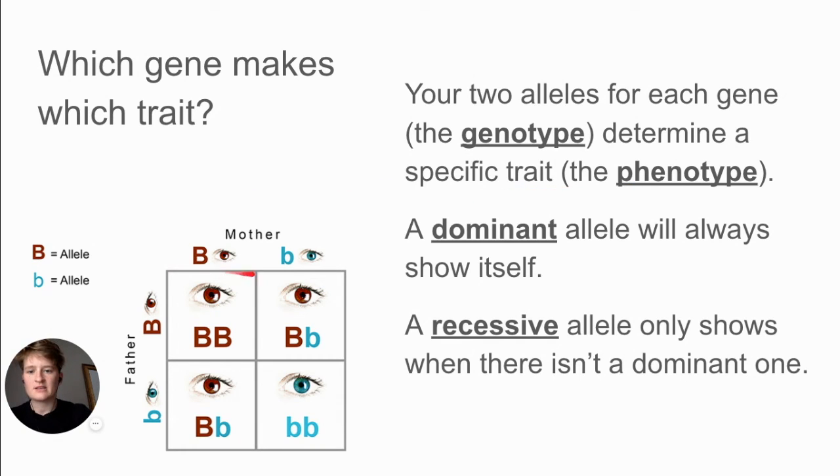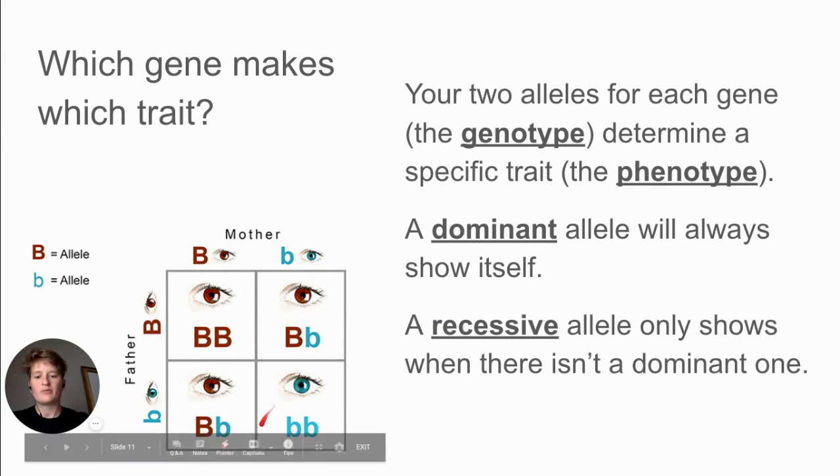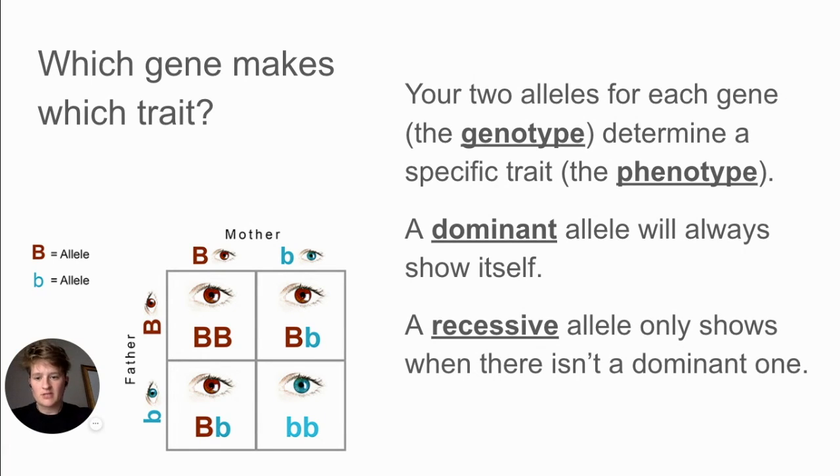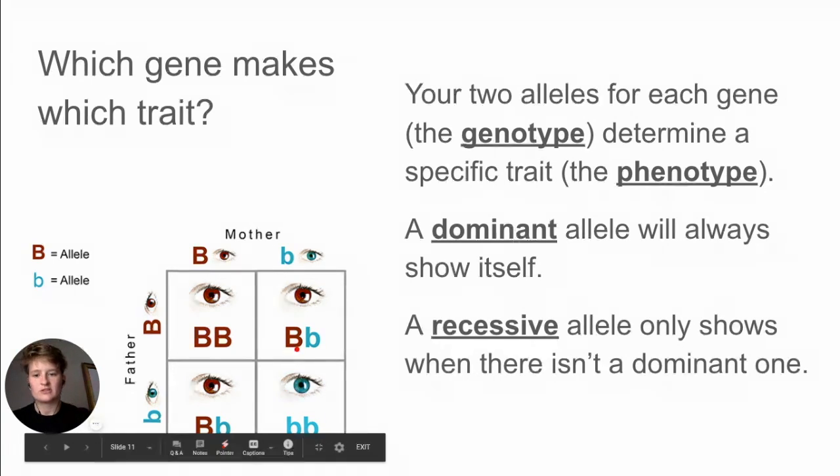So in this case, this mother, her genotype is big B, little b, but her phenotype is brown eyes, because brown eyes are dominant, so she has brown eyes. Dominant allele always shows itself. Recessive alleles, both letters need to be recessive or small to be showing. When you're writing a genotype, the big letter always comes first. It would never go little b, big B. It's just big B, then little b.